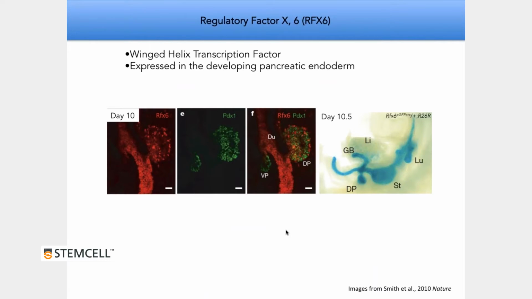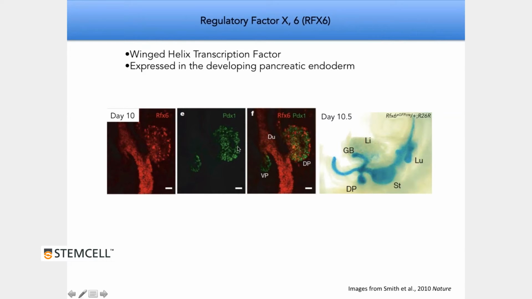RFX6 stands for regulatory factor X6. There are 7 members of this winged helix transcription factor subfamily. RFX6 is beautifully expressed in the pancreatic endoderm, much like PDX1. And you can see here in these immunofluorescence images that RFX6 labels the dorsal pancreatic bud, as well as other endodermal cells anterior and posterior to the developing pancreatic bud.